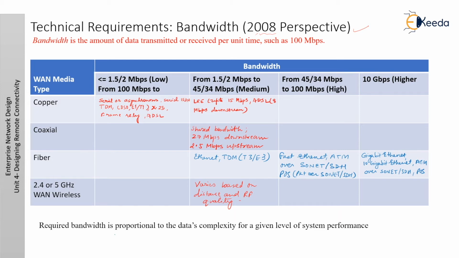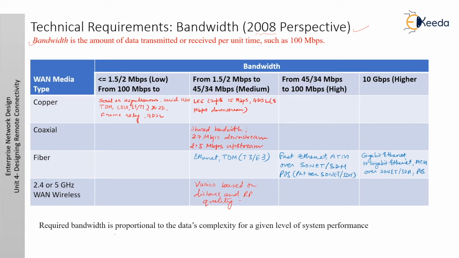So what is bandwidth? Bandwidth is the amount of data transmitted or received per unit time, such as 100 Mbps. In a qualitative sense, the required bandwidth is proportional to the data complexity for a given level of system performance. Like downloading a photograph in 1 second takes more bandwidth than downloading a page of text in 1 second. Large sound files, computer programs, and motion videos require even more bandwidth for acceptable system performance. One of the main issues involved in WAN connection is the selection of appropriate technology that provides sufficient bandwidth.